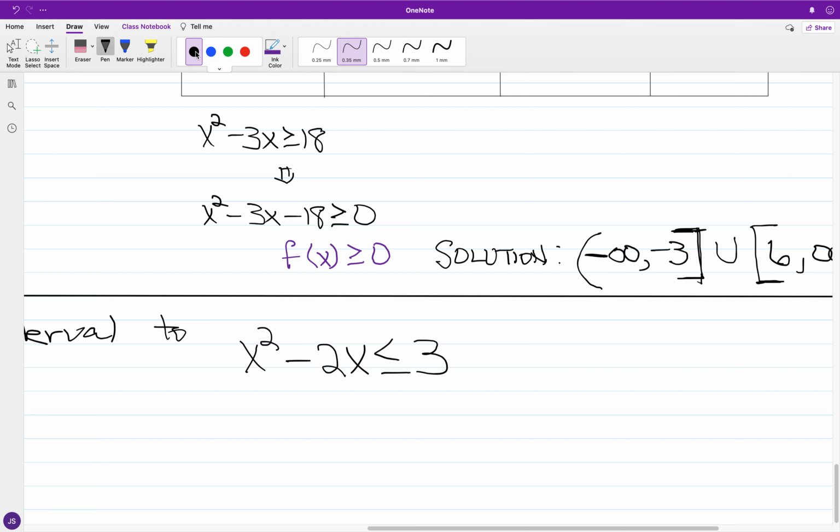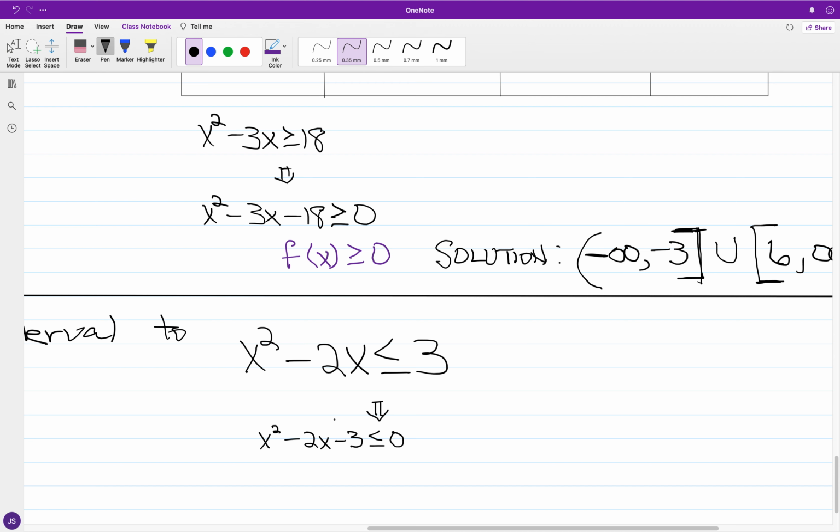Okay. If you're still working on this, that's fine. But just going ahead and looking at what we have here. So we have x squared minus 2x is less than or equal to 3. And if I rewrite this as a comparison to 0 inequality, I have x squared minus 2x minus 3 is less than or equal to 0.